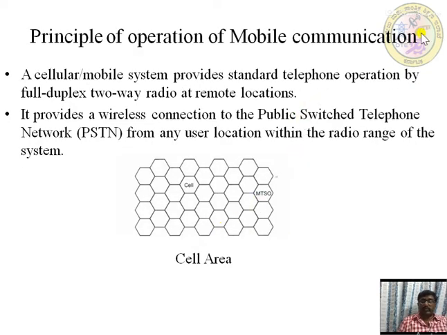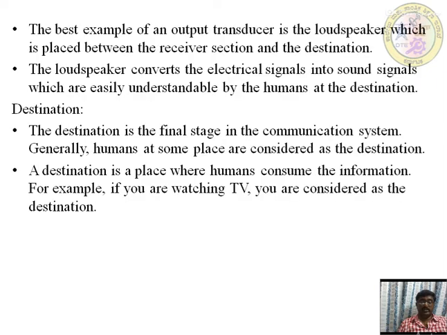Principle of operation of mobile communication. How exactly does mobile communication work? A cellular or mobile system provides standard telephone operation by full duplex two-way radio at a remote location. Half duplex means we can talk only one way. Your walkie-talkie is known as half duplex. Only once can we speak or we can listen. Full duplex means we can do it the alternate way, that is both, we can talk and we can listen. There will be a two-way communication.